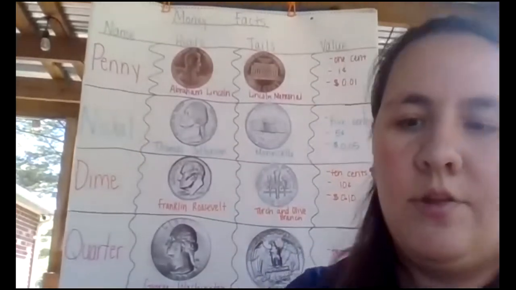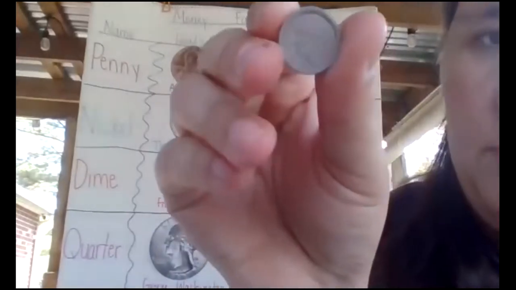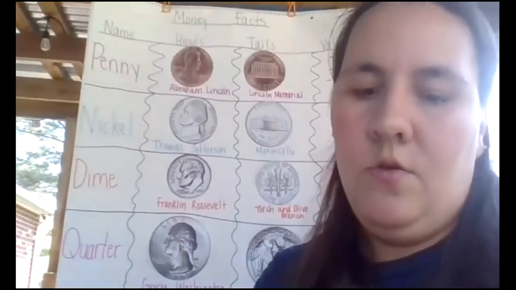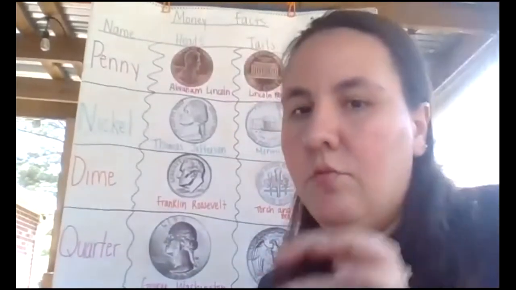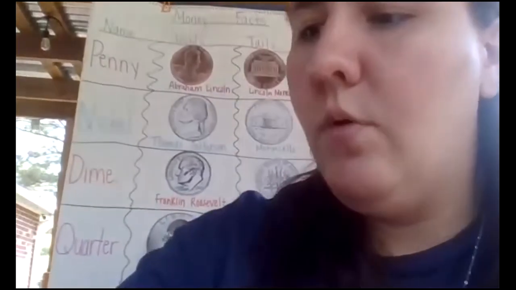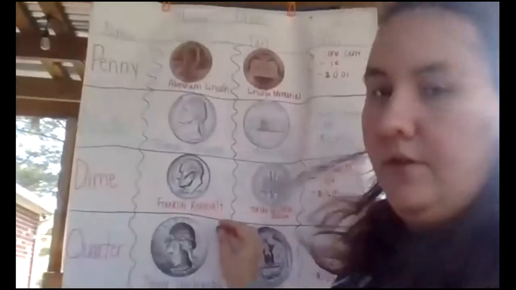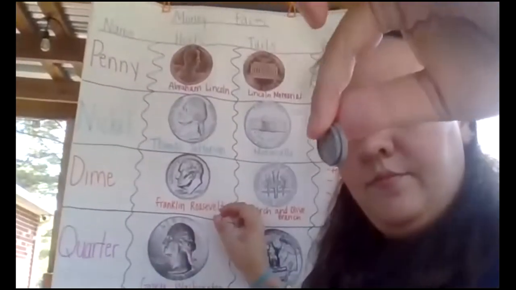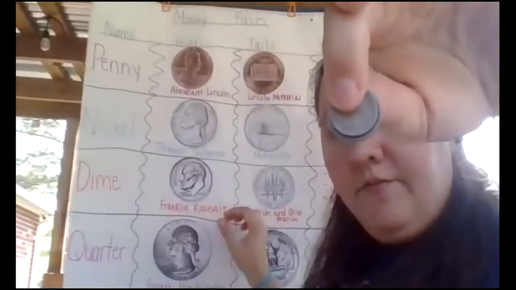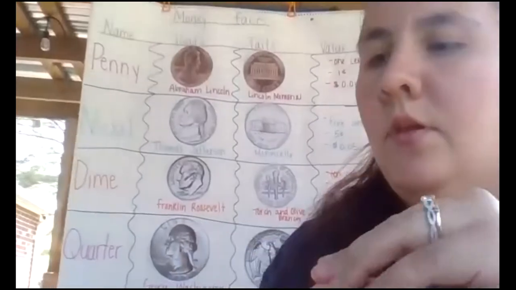This is what it looks like in real life. So we have Franklin Roosevelt on the front and the torch with the olive branches on the back. Okay, now if you look at a dime, it's the smallest coin. So if I put a nickel and a dime next to each other, you can see the dime is smaller. It fits on top of the nickel, and you can still see the nickel behind it, okay?